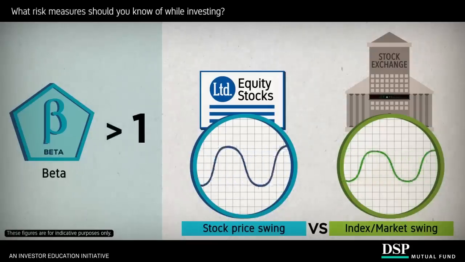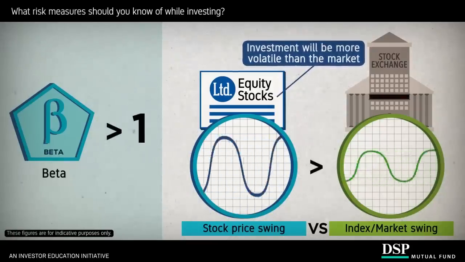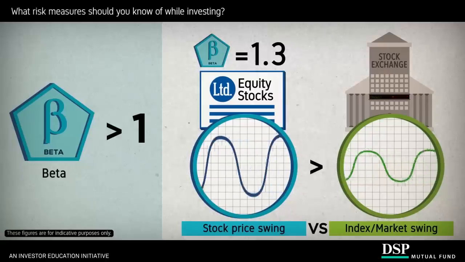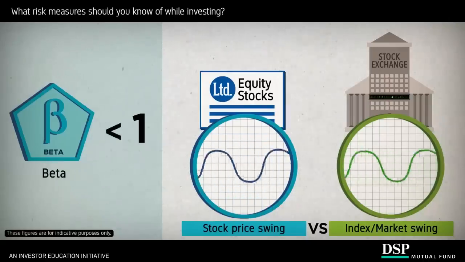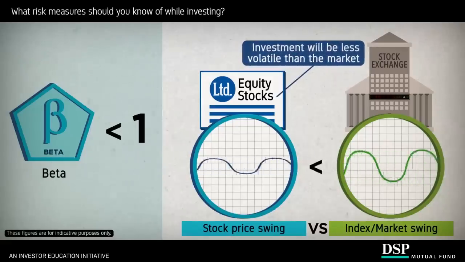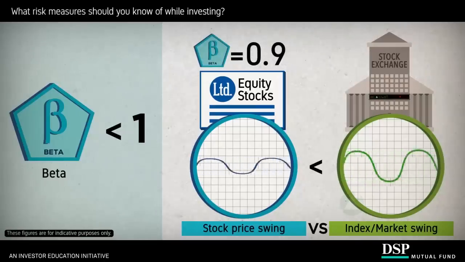A beta exceeding 1 indicates that the fund will, on average, swing more than the market. For example, if the fund's beta is 1.3, in theory it will be 30% more volatile than the market. So if the market goes up by 10%, the fund could potentially go up by 13%. A beta of less than 1 indicates that the fund will, on average, swing to a lesser degree than the market. So if the fund's beta is 0.9 and the market goes up by 10%, the fund may go up by only 9%.